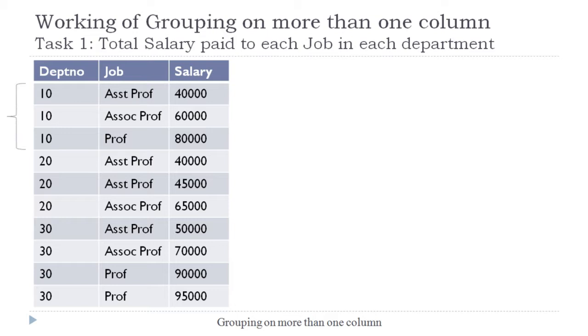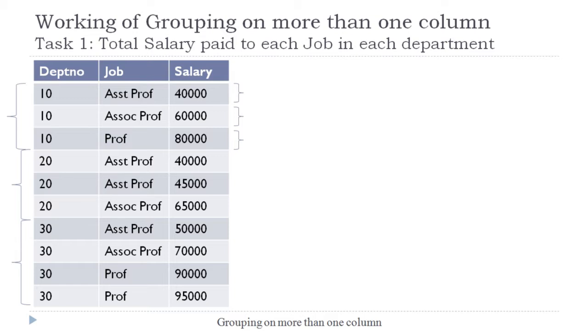First group will be created for department number 10, second for department number 20, and third group for department number 30 employees. Within each group, grouping is performed on job. Since there is only one job title in department number 10, so subgroup of only one record will be created for job assistant professor, for associate professor and for professor.